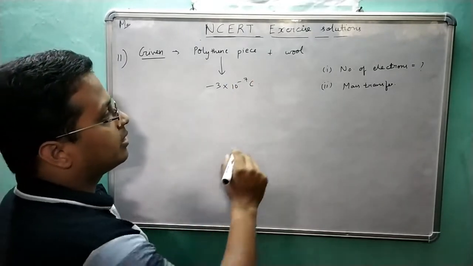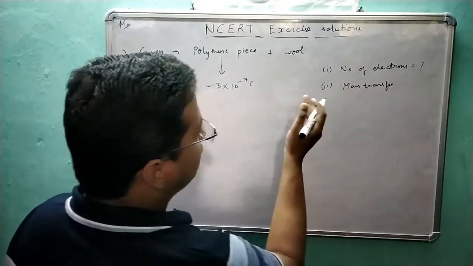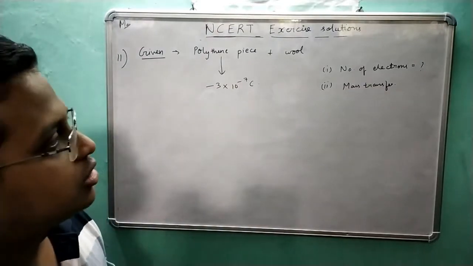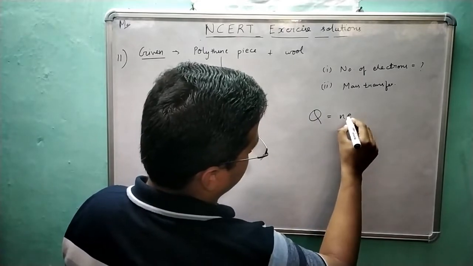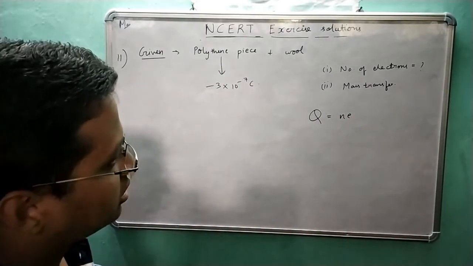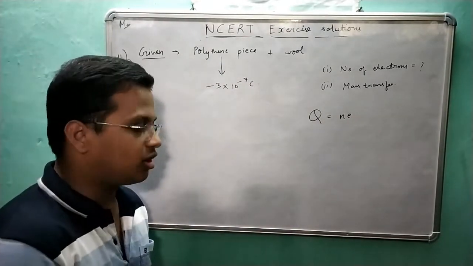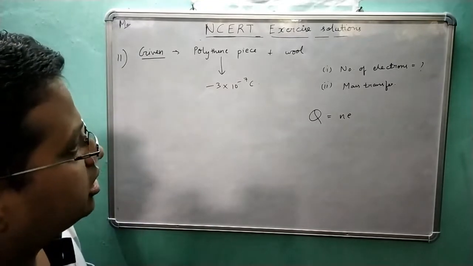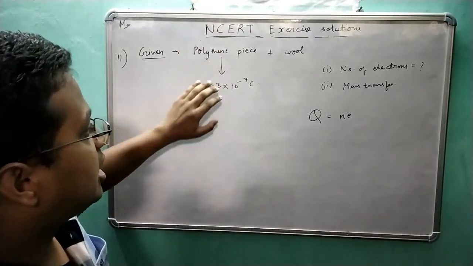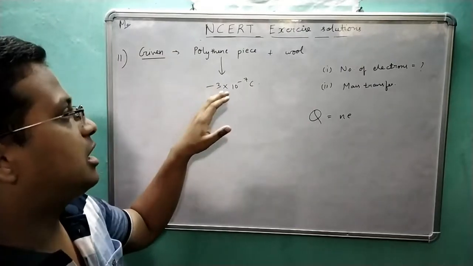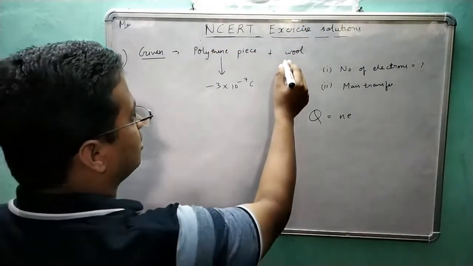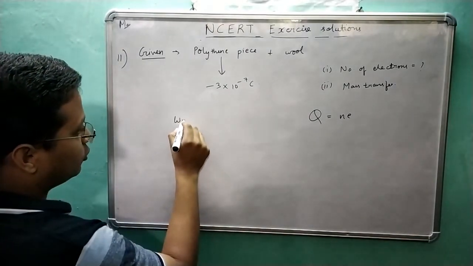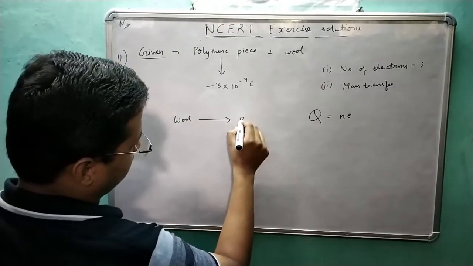It has asked what is the number of electrons that have been transferred. So what to do? We have to use the formula Q is equal to Ne. This formula comes from the quantization of charge. Alright, now since polythene has got negative charge, that means it has accepted electrons, or we can say that the electron transfer is from wool to polythene.